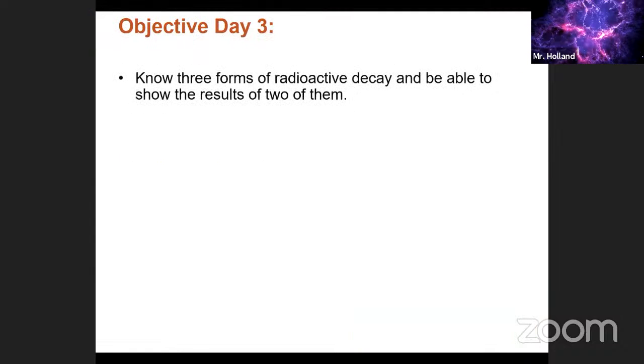All right. The objective for today is to know three forms of radioactive decay. These are the primary types of radiation that you hear about and you'll be studying about, and be able to show the results of two of them.